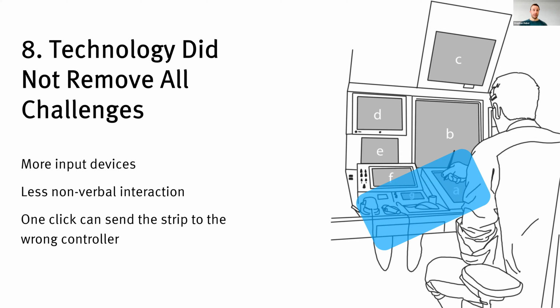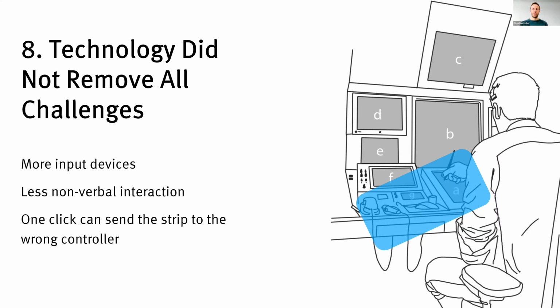Finally, I praised technology in the beginning as it made people faster than they ever were with paper, but it did, of course, not remove all challenges. For instance, they now have this variety of input devices. Then there's also less non-verbal interaction between air traffic controllers. Previously, they had to use this paper strip and just hand it to the next controller in the next sector.